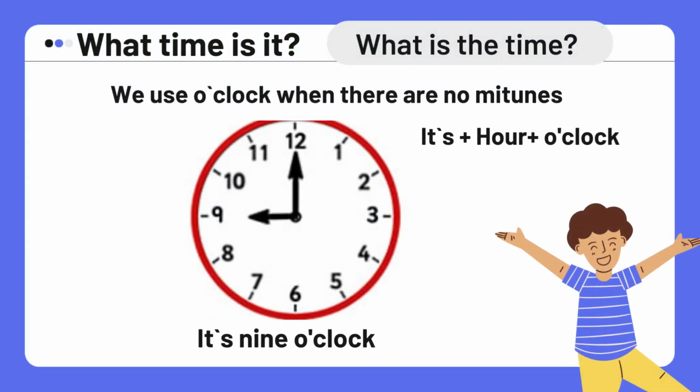Probably you are asking yourself, but what happens when there are no minutes? So we use o'clock when there are no minutes. As you can see in the clock, it's nine and it hasn't passed any minute. So to tell this time, we use the next structure: it plus hour plus o'clock. For example, it's 9 o'clock. So now my classmate is going to continue.